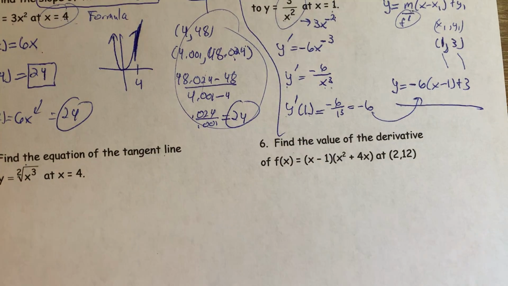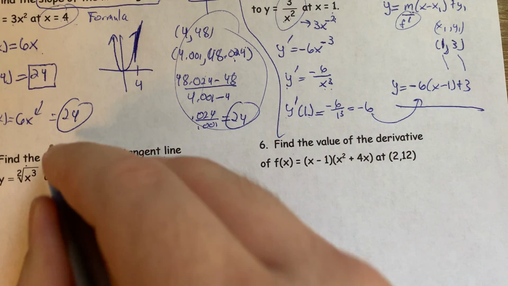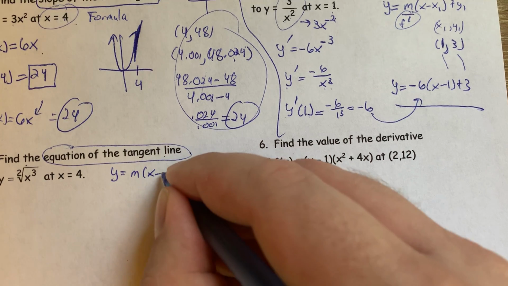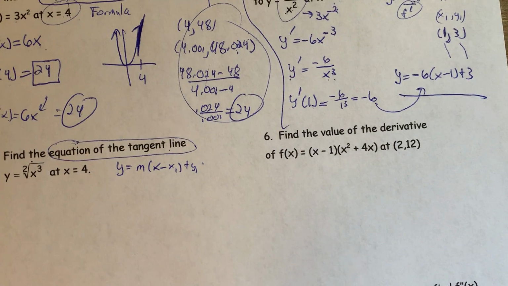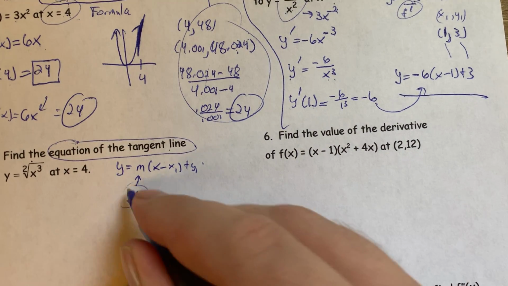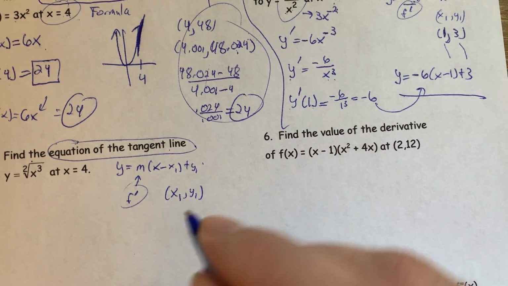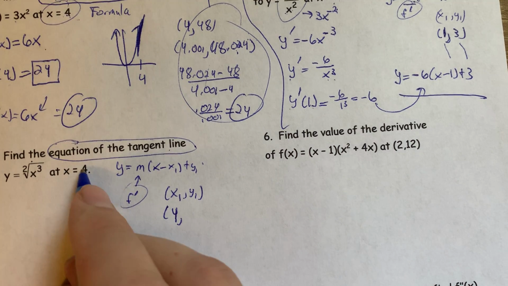Okay, try this one on your own from start to finish. And hopefully you realize that it's asking you to find the equation of the tangent line. That's y equals the slope times x minus x1 plus y1. What are the things you need to find the equation of the tangent line? Well, you need the derivative, which will tell you the slopes. That's how we find the slopes. And we need a point.